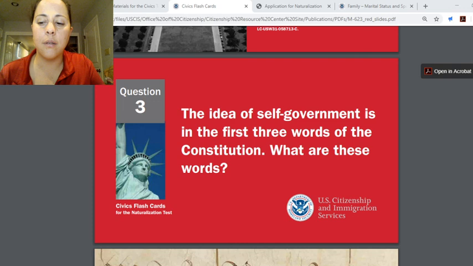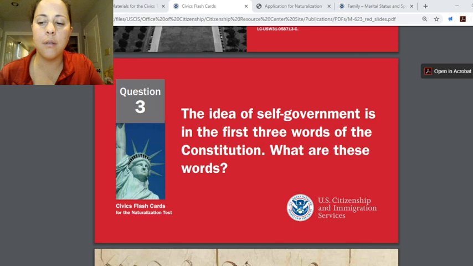We the people. Good. That's all you have to say. If an officer asks you, what are the first 3 words of the Constitution? All you have to say is, we the people. Answer: we the people. Okay?